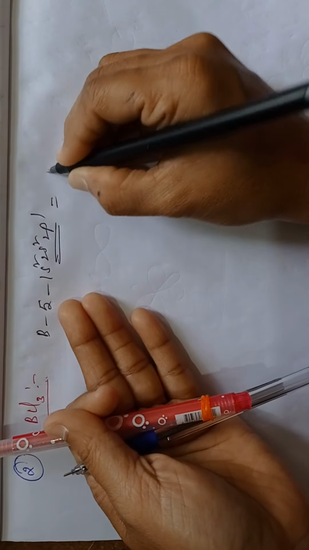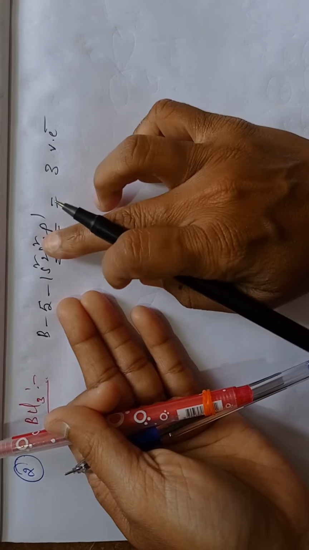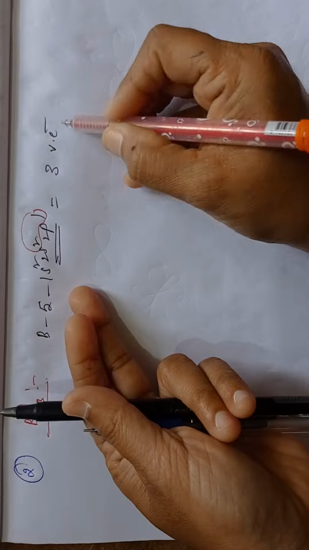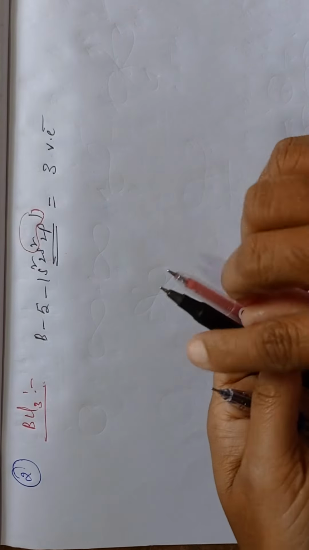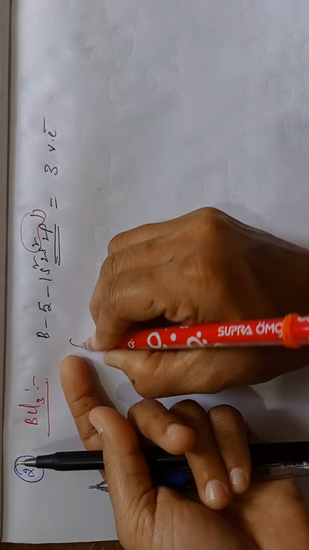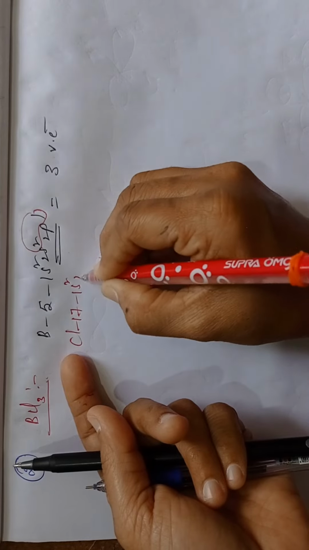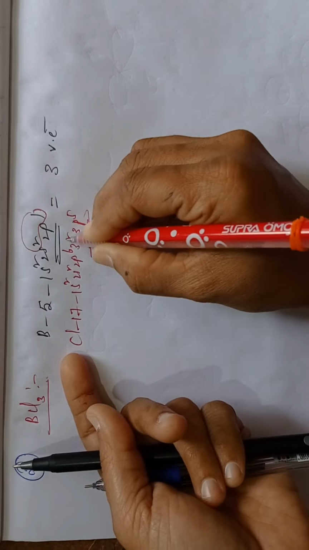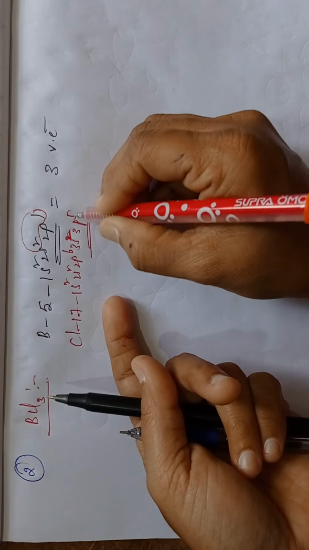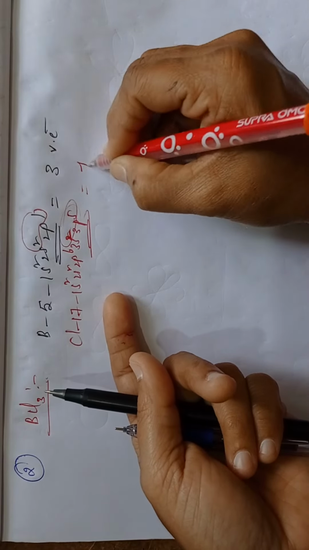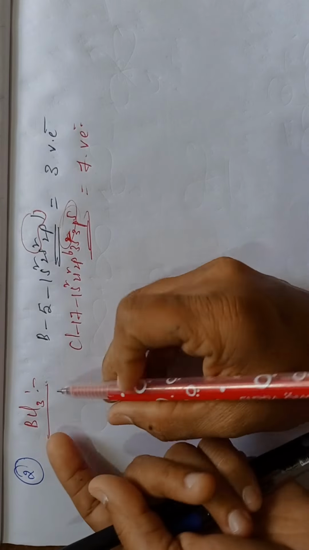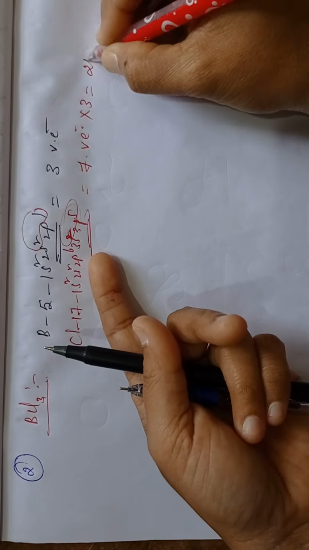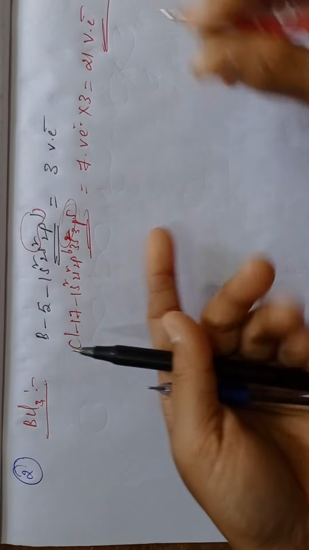Now calculate, Nana. Boron atomic number 5: 1s2, 2s2, 2p1. Total how many valence electrons? 3 valence electrons, 2 plus 1. Next, chlorine, atomic number 17: 1s2, 2s2, 2p6, 3s2, 3p5. How many valence electrons, students? In 3s2, 3p5, 7 valence electrons. But here how many chlorines are attached? 3 chlorines. So 3 into 7, total 21 valence electrons.